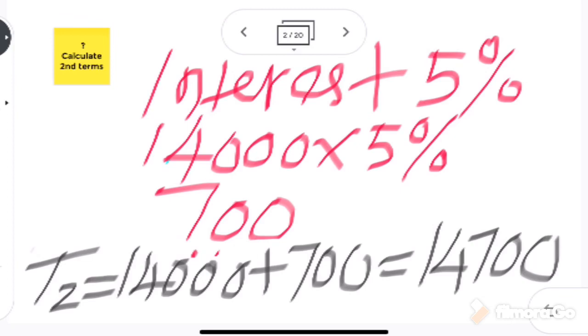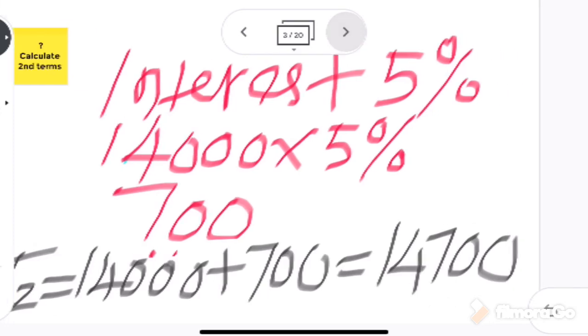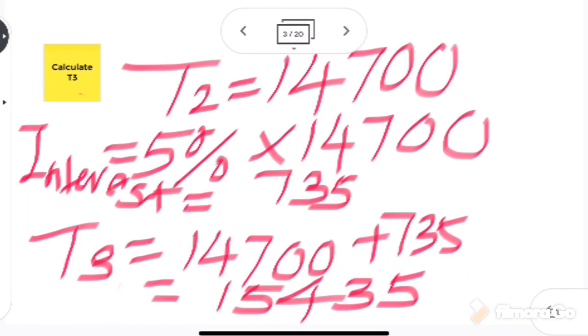So if you work out the first term, second term, and third term, then you try to find the common ratio. Common ratio is T2 over T1, or you can take T3 over T2. Then you study the common ratio. First of all, you list out three terms: first term 14,000, second term 14,700, and third term 15,435. T1, T2, and T3 listed out. Then you try to find the ratios T2 over T1 and T3 over T2.